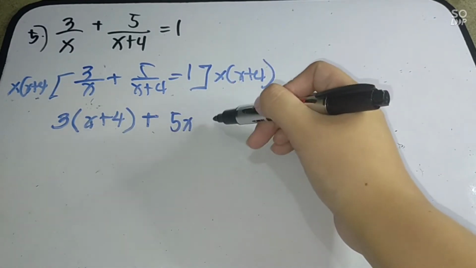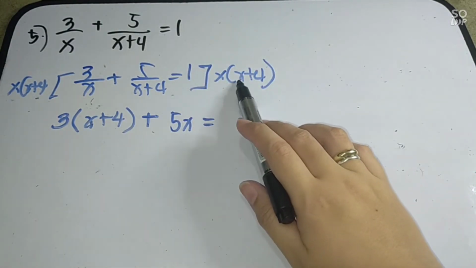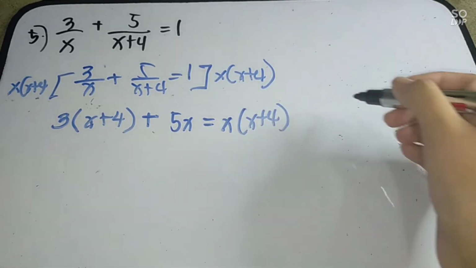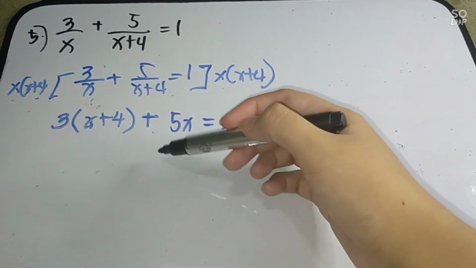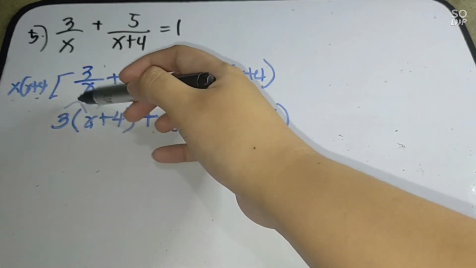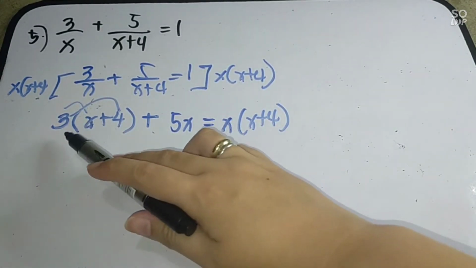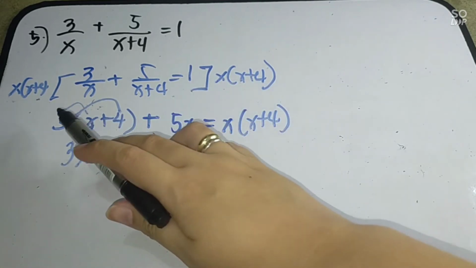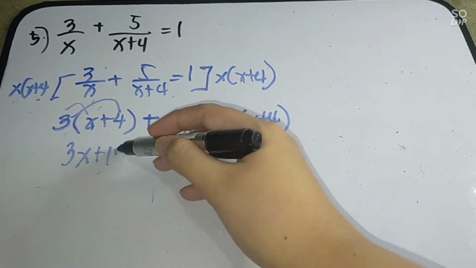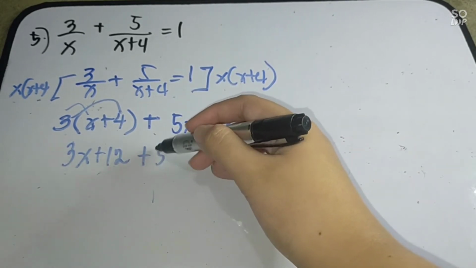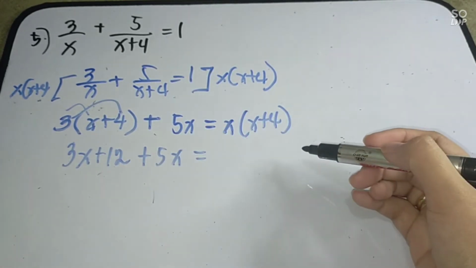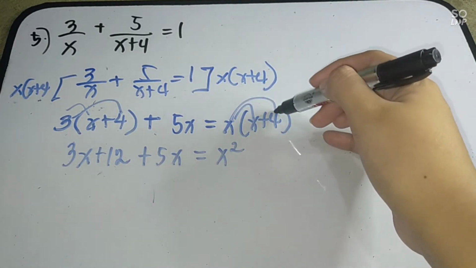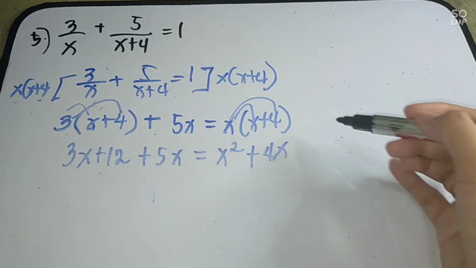So, you have here 5x is equal to, yung 1 multiply natin kay x times x plus 4, we have x times x plus 4. That is it. Then, afterwards, you are going to distribute 3 dun sa ating binomial. So, 3 times x, we have here 3x. 3 times 4, we have here plus 12. Then, plus 5x is equal to x times x, you have here x squared. X times 4, you have here plus 4x.